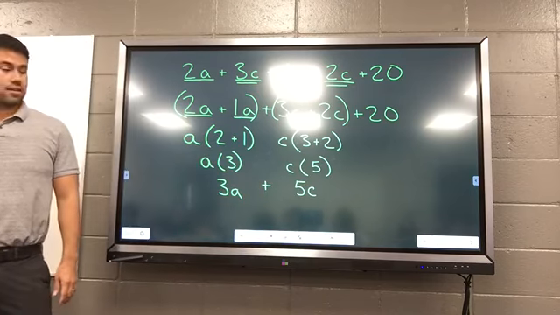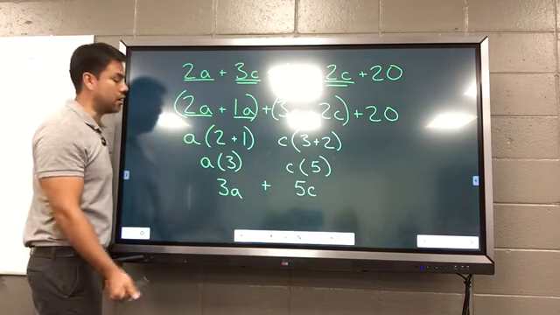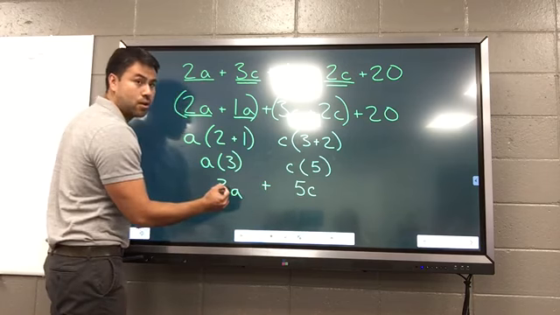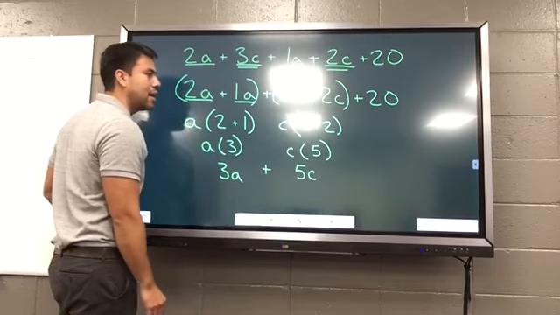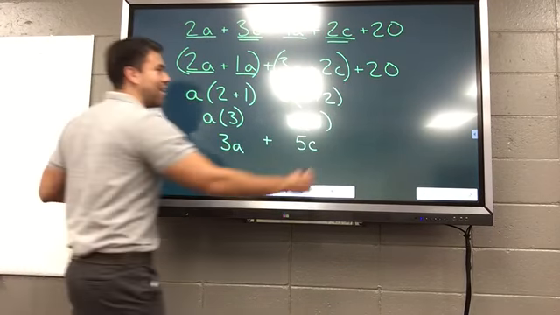Because A and C are different. Yeah, do these two terms have the same variables? No, they're not like terms. Can I combine them anymore? No, I'm done with that. But do you guys see anything that's missing? Yeah, where'd this constant go?